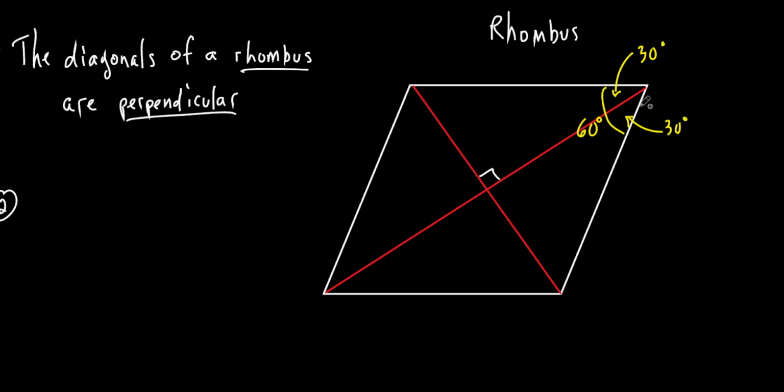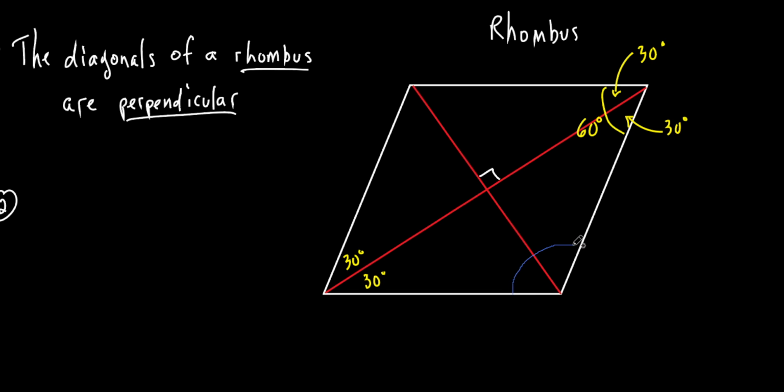We learned something in section 6.2 about the opposite angles of a parallelogram. What is true about the opposite angles of a parallelogram? They're equal. They're congruent to each other. So what is this whole big angle right there going to be? That's also going to be 60, which means this little angle is going to be 30, and this little angle is going to be 30. You with me?